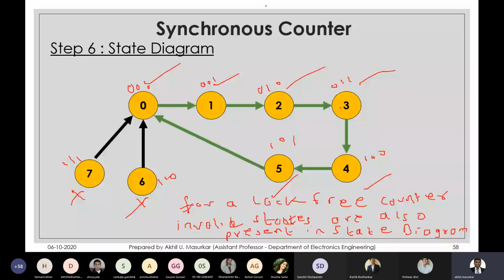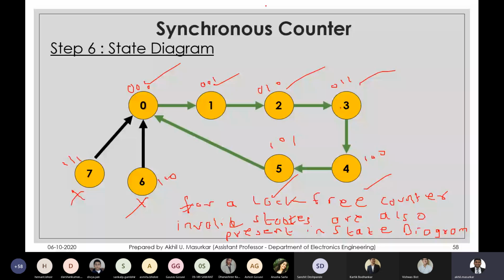In a GATE exam, they may give you this diagram and ask a question like: the above state diagram considers the lock-free condition, true or false. The answer is true. And in your IA also you will get such questions whenever it happens. Okay, so let's go to the next.